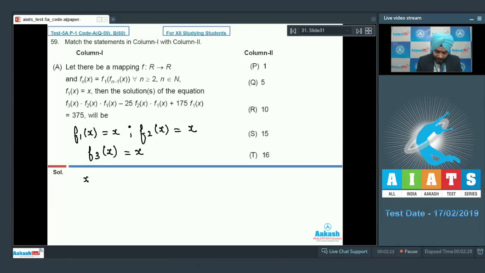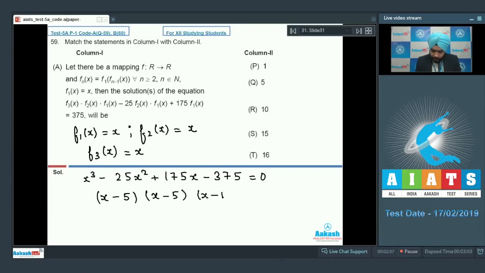So we have directly x cube minus 25x square plus 175x minus 375 equals 0. From here we have the factors (x minus 5)(x minus 5)(x minus 15) equals 0. So x is either equal to 5 or 15, whereas 5 is a repeated root. Okay. So we have Q and S. So A matches with Q and S from column 2.